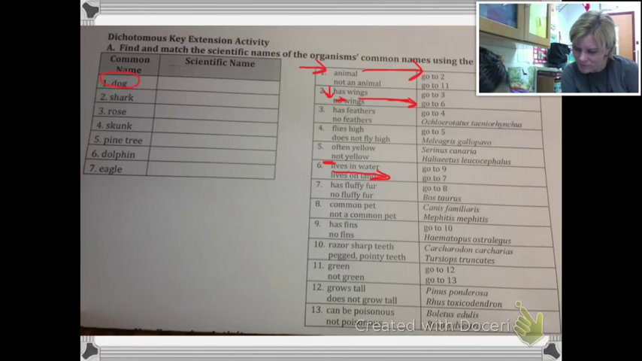Does he have fluffy hair? Some dogs do, so we're going to say yes, our little dog does. Now the directions tell us to go to 8. Is he a common pet? Yes. So his scientific name is Canis familiaris, the common dog.